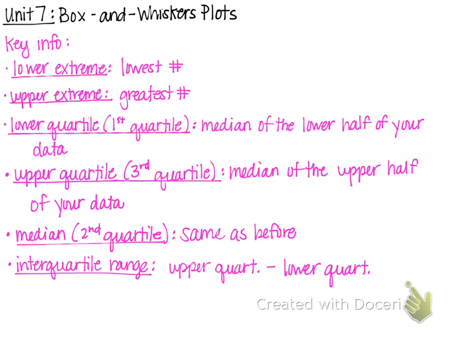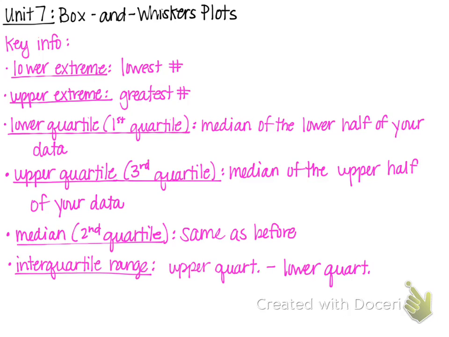The next thing we need to talk about is the lower quartile, but it's also sometimes called the first quartile. It is the median of the lower half of your data. Now remember, median is just the middle number. So what you're doing is you're taking the bottom half of your data, so from the middle number to the smallest number, and you're finding the median of that data. And that's your lower quartile.